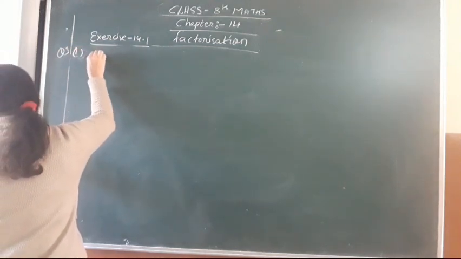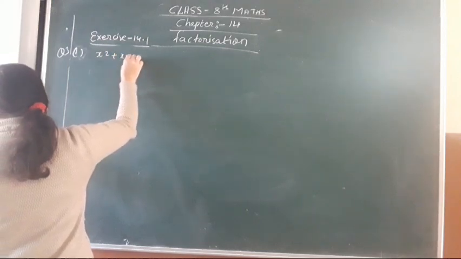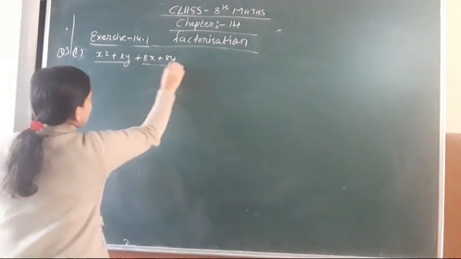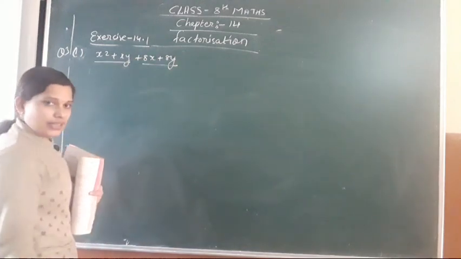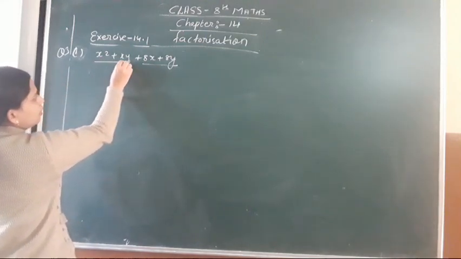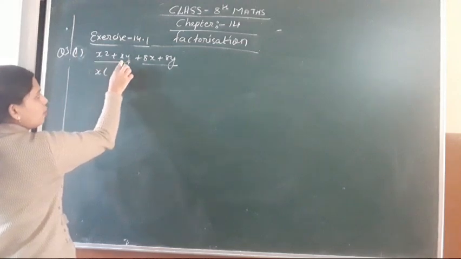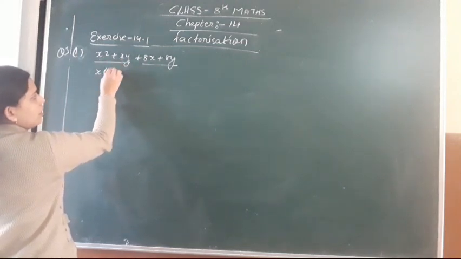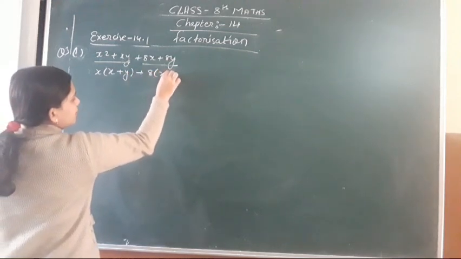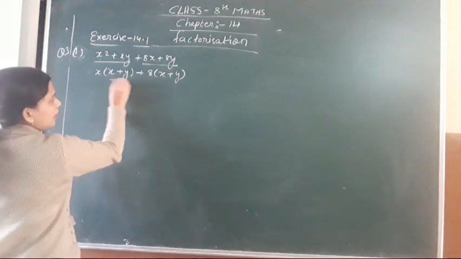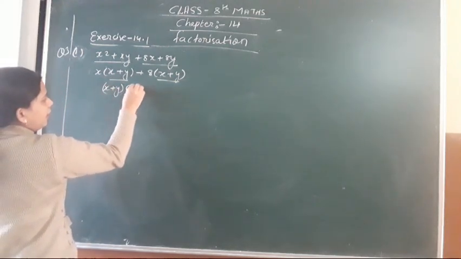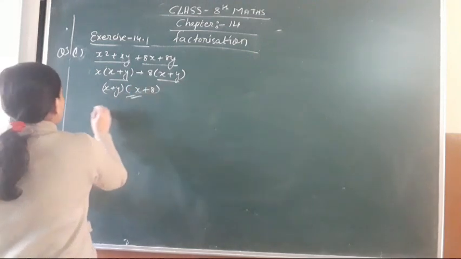So here we are having x square plus xy plus 8x plus 8y. This is the question we are having. Can we make the pair of the two terms in order to factorize the question? Yes, of course we can make the pair of the two terms. Here y will be taken as common, so it will become x plus y into x plus 8, which is the required answer.